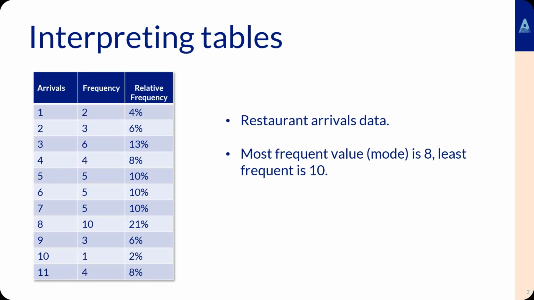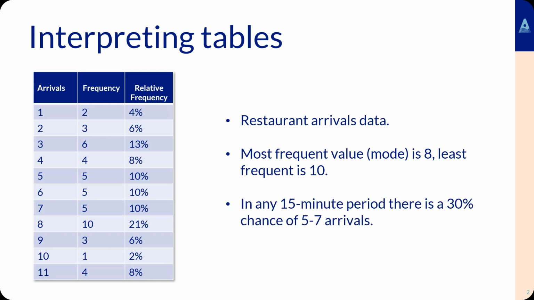So straight away we can see that the relative frequency of one arrival is 4%, and the relative frequency of four arrivals is 8%. So four arrivals is twice as likely as one arrival. The most frequent value, the mode, is 8, and the least frequent value is 10. So 8 arrivals happens 21% of the time. 10 arrivals happens only 2% of the time.